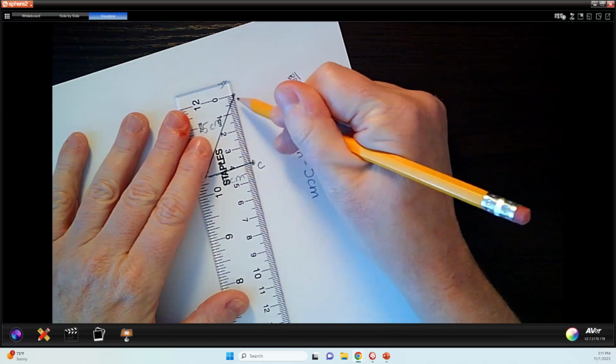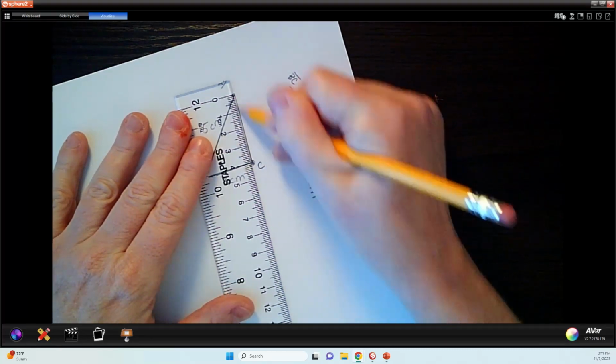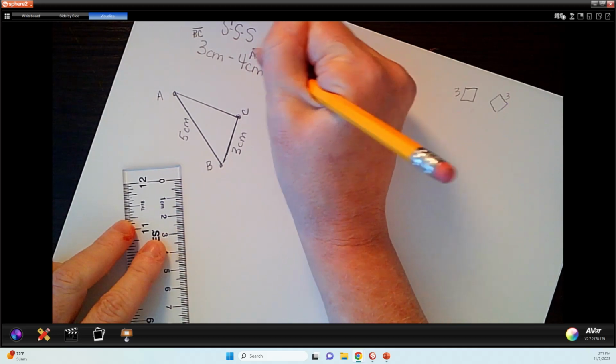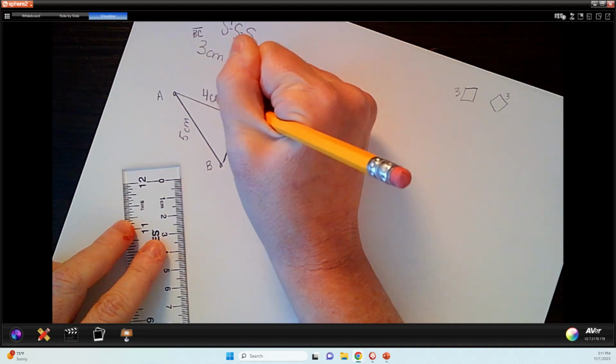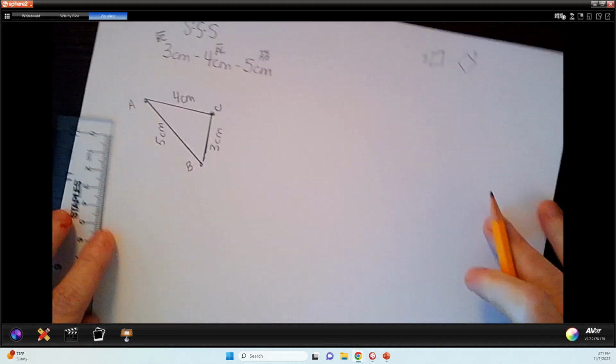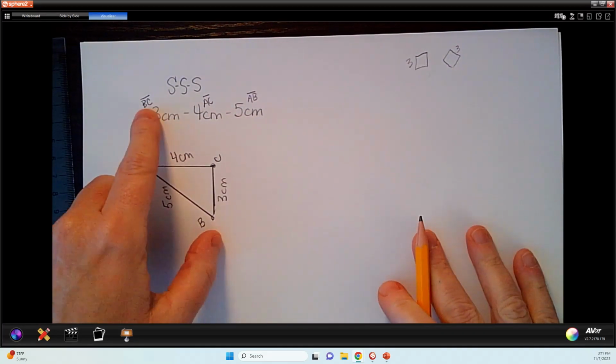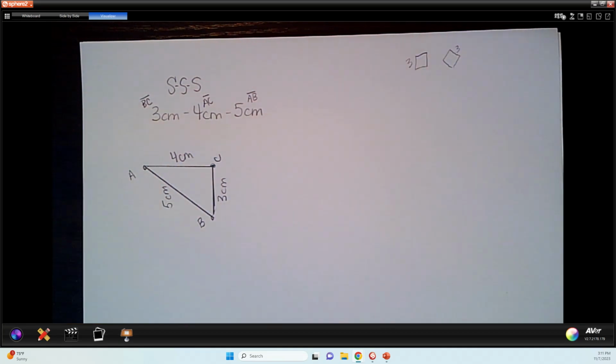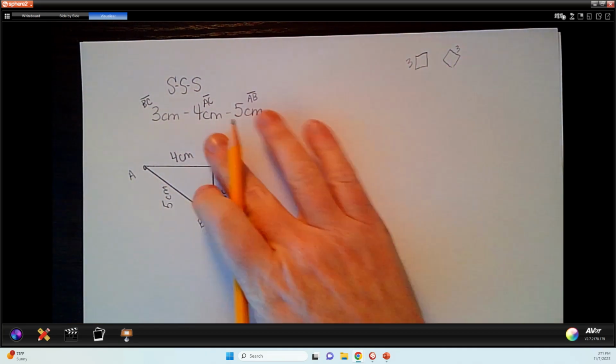Okay, now, notice I started, what is this, AC. Notice I started with 5, and then I went to 3, and then I went to 4. Now, I can start with another one and label these letters differently, but it's still going to end up being congruent. And I can prove that by making a new one and just starting, let's say, with the 4 centimeter.